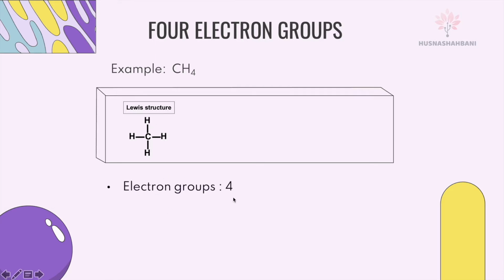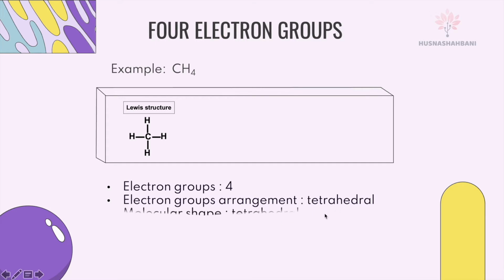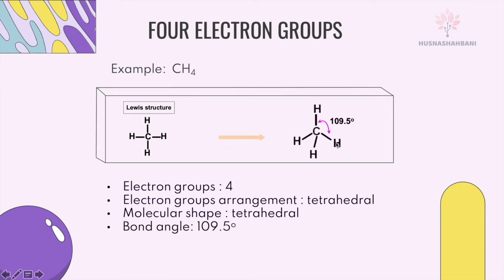So this is 4 electron groups, and the central atom does not have any lone pair, so the electron group arrangement is tetrahedral. If it doesn't have any lone pair, the molecular shape is the same as the electron group arrangement, tetrahedral as well. So you draw the molecular shape of tetrahedral. The bond angle is 109.5 degrees.